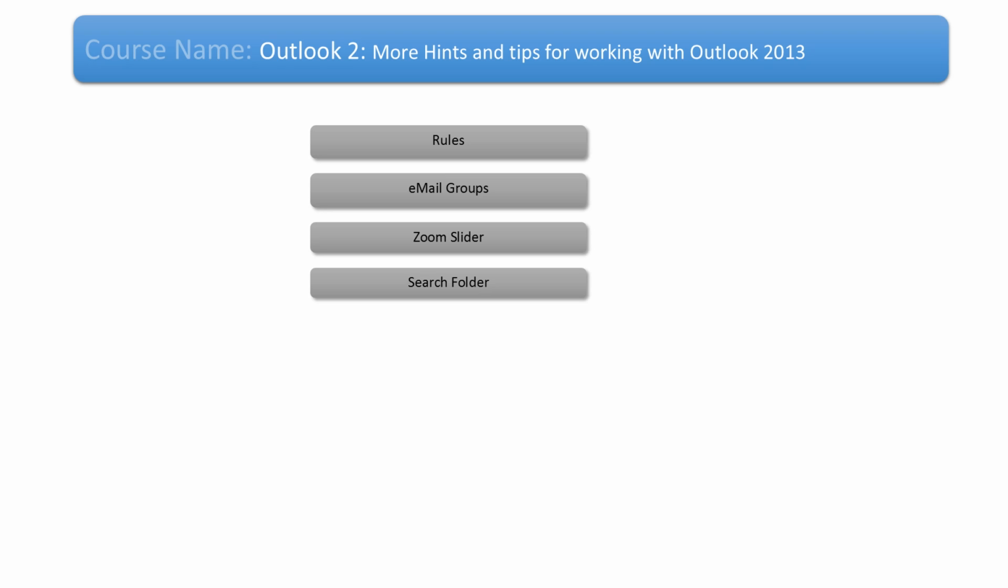Then we have a look at the zoom slider, a very quick way of expanding or reducing text to enable you to view an email more easily. And finally, the search folder, where we are searching regularly using the same sort of criteria. We can create a named folder with that search pre-built into it.